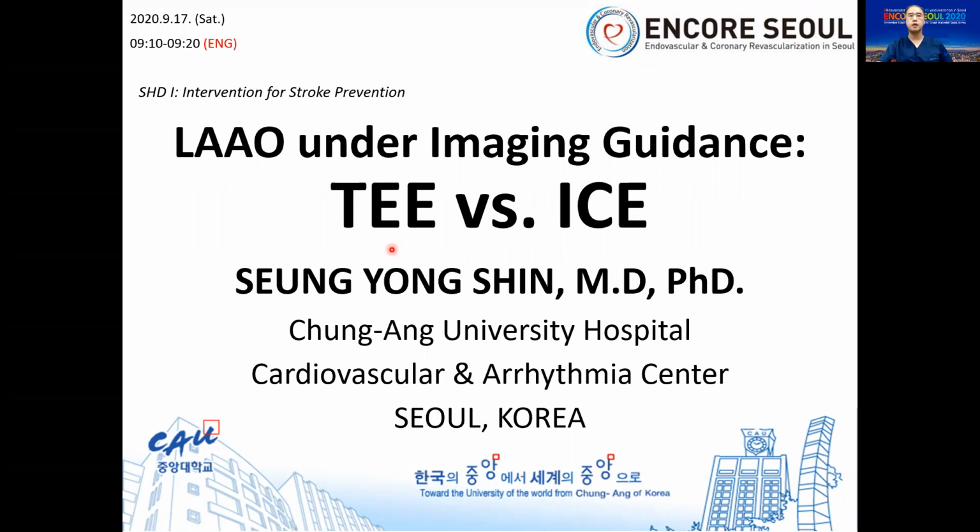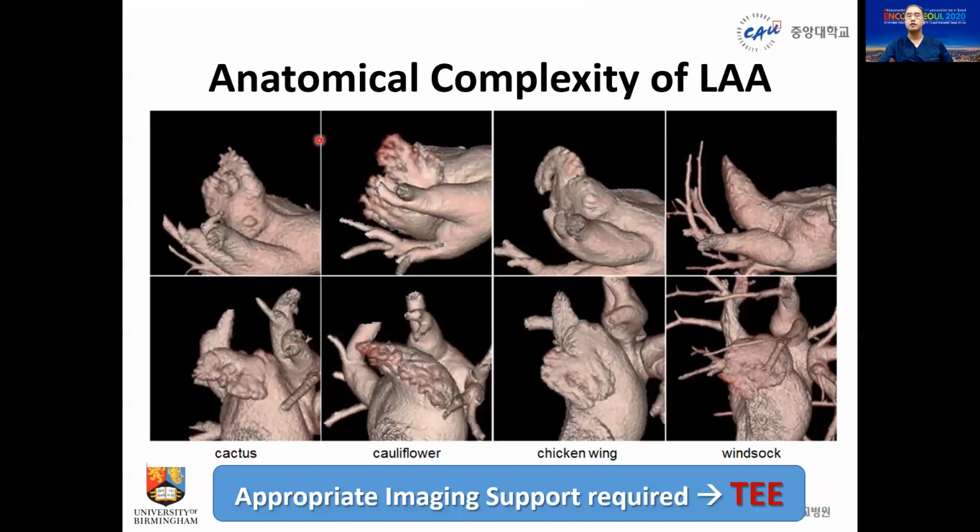Today, my topic is left atrial appendage occlusion under imaging guidance, TEE versus ICE. The left atrial appendage has a very complex and varied shape and size. In order to close the left atrial appendage ostium completely, appropriate imaging support is highly required. At the beginning of left atrial appendage occlusion procedures, operators chose transesophageal echocardiography.